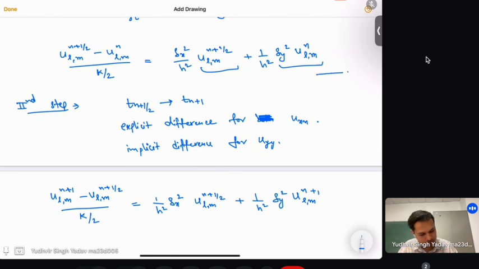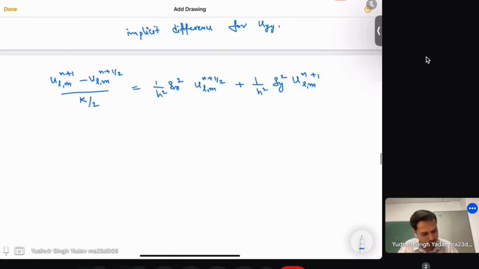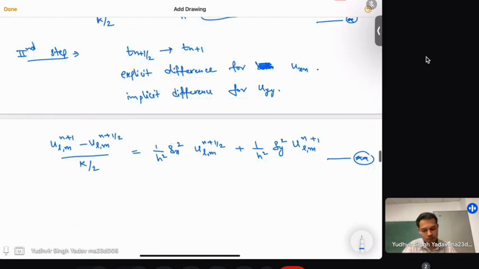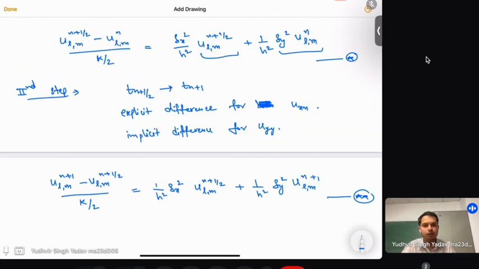So let us denote this with a star and this with a double star. These are the two steps involved while solving any two-dimensional heat equation using the ADI method. First we march from time step n to n plus half, and then from n plus half to n plus 1. So there are two steps involved in going from n to n plus 1.